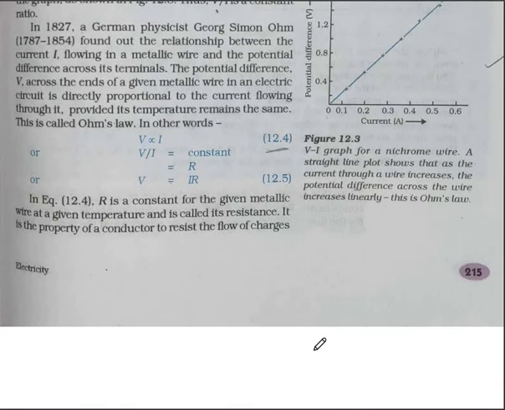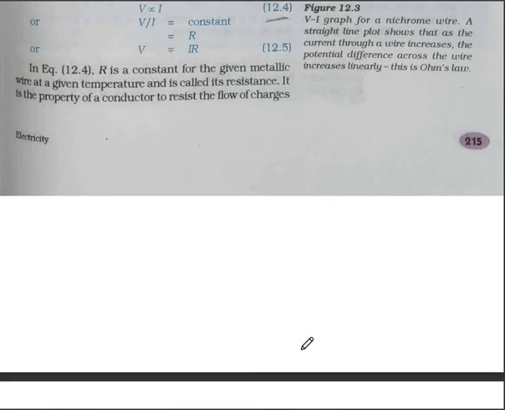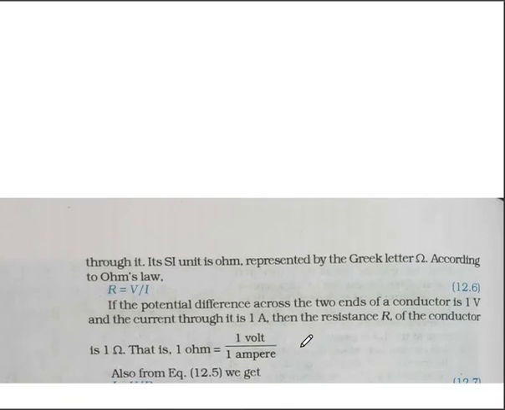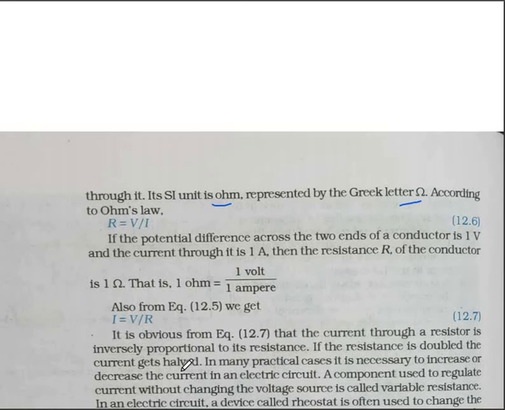Now, regarding resistance, I should say that it is the property of a conductor to resist the flow of charges through it. The standard unit for resistance is the ohm, which can be represented by this symbol, which is known as omega also. According to Ohm's law, to calculate resistance, we can use the formula V by I. That means if the potential difference across the two ends of a conductor is 1 volt and the current through it is 1 ampere, then the resistance R is 1 ohm. So remember that 1 ohm is equal to 1 volt by 1 ampere.